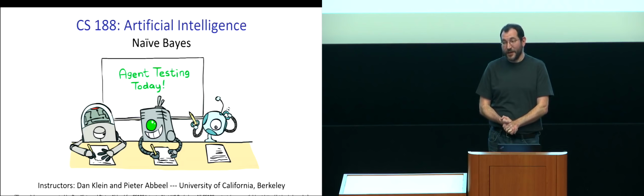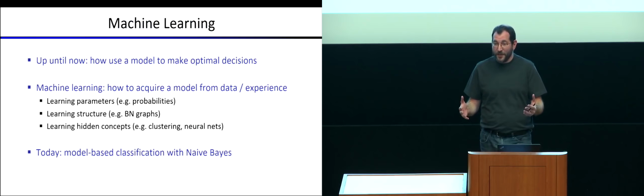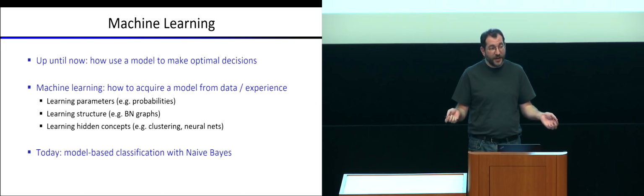Up until now, we have been assuming that somebody gives us a model. They give us a search problem, there are weights on the edges. There's a game, there's probabilities of the chance nodes. We have a Bayes net, and there's a bunch of conditional probabilities that we use to do computation with. And we've looked at how to use that model to make optimal decisions, whether that's thinking about sequencing actions in the first part of the course or managing inferences over uncertainty in the second part of the course.